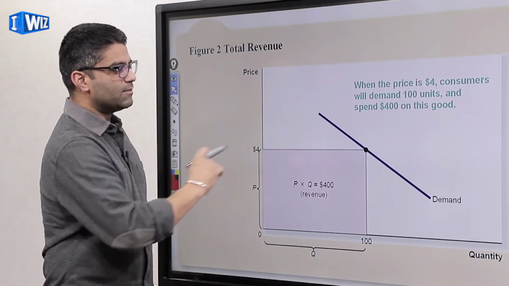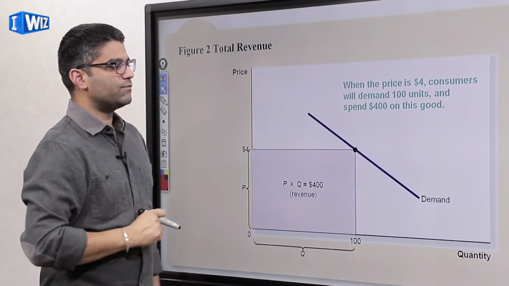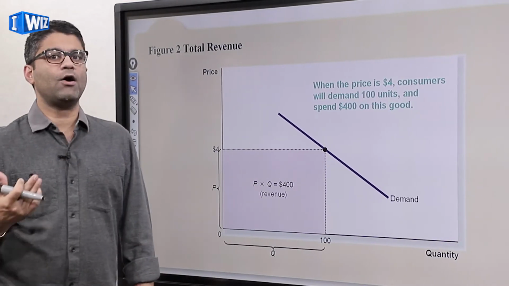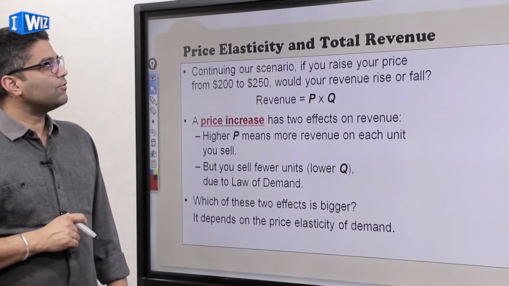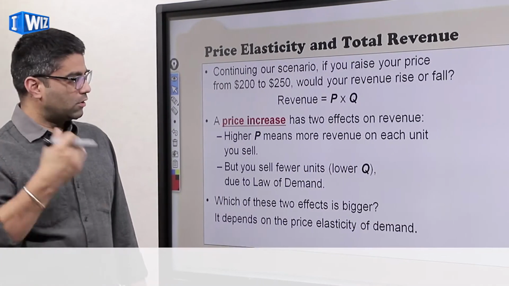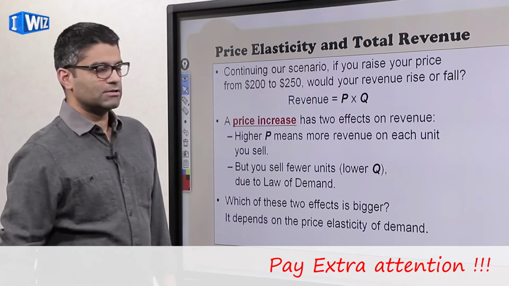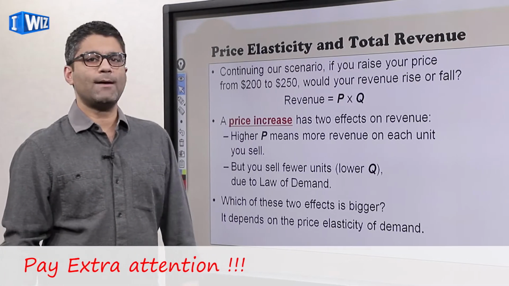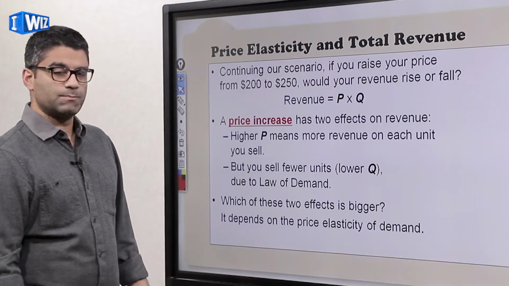So keep this area in mind, because now when I talk about elasticity and how the revenue changes with elasticity, you need to be very clear on what and how you measure total revenue. All right, so hopefully that's clear. And now we get back to the question of your baker trying to raise the price, is that if you raise your price from $200 to $250, whatever it is you're selling, what will happen to your revenue? And we're going to ask this question, what happens when I increase price?